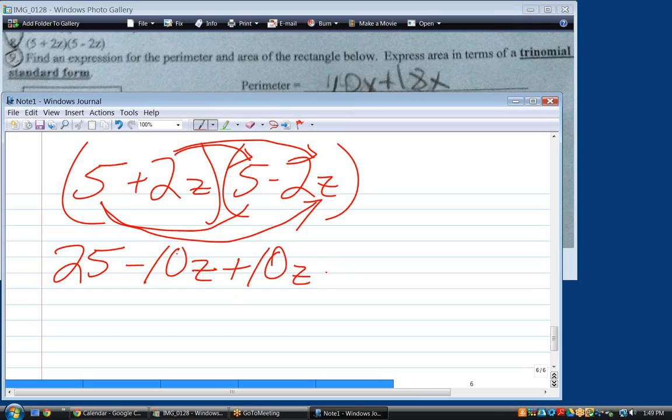And then we'd have, what's plus 2z times minus 2z?